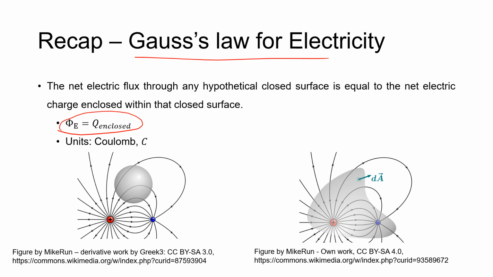And we gave two examples. Even though there is charge in the medium, our surface doesn't include any charge, so our phi E is equal to 0. And if we have another surface like this one, but it includes some charges, positive charge and negative charge, we conclude that phi E is equal to Q positive minus Q negative.